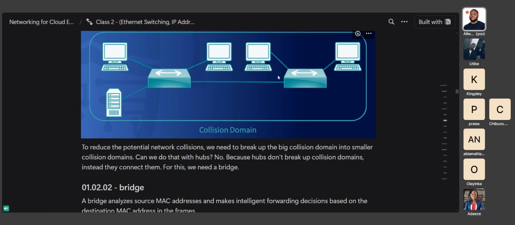But like I said, this is one big collision domain. So to reduce the potential network collisions, we need to break up the big collision domain into smaller collision domains. Can we do that with hubs? We can't. Hubs cannot do that, because hubs don't break up collision domains. Remember, hubs are pretty simple. All they do is just repeat signals. Instead, hubs connect collision domains together, as you can see here.